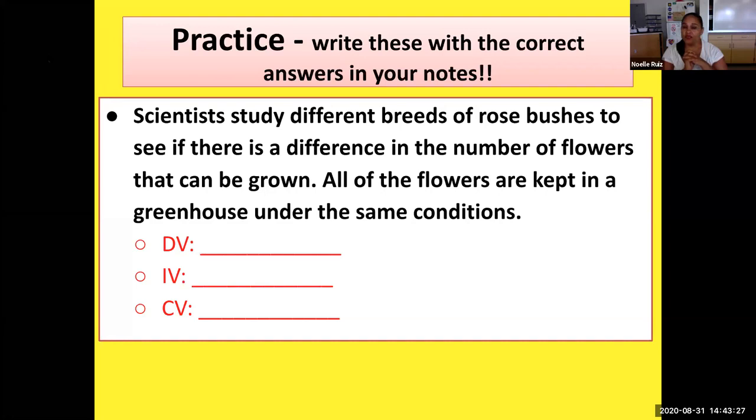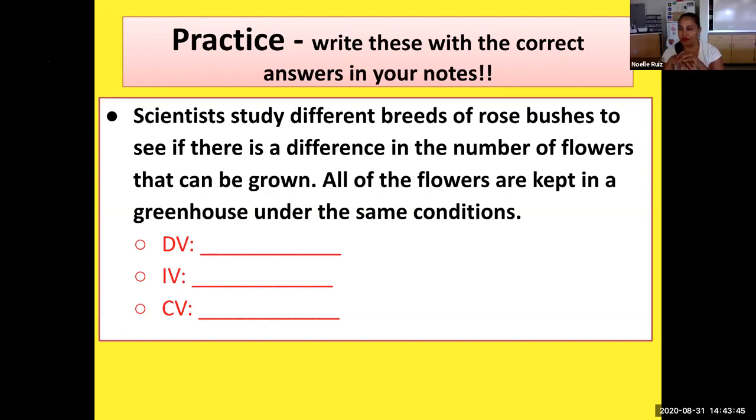So scientists study different breeds of rose bushes to see if there's a difference in the number of flowers that can be grown. All of the flowers are kept in a greenhouse under the same conditions. So see if you can pick them out. What is the dependent variable? Write them in your notes. See if you get them right.